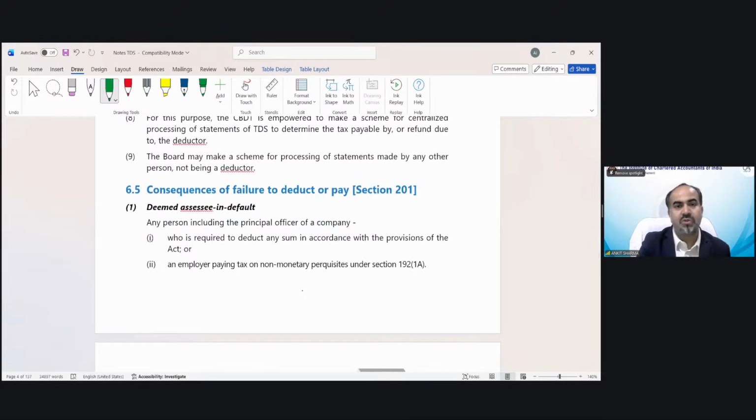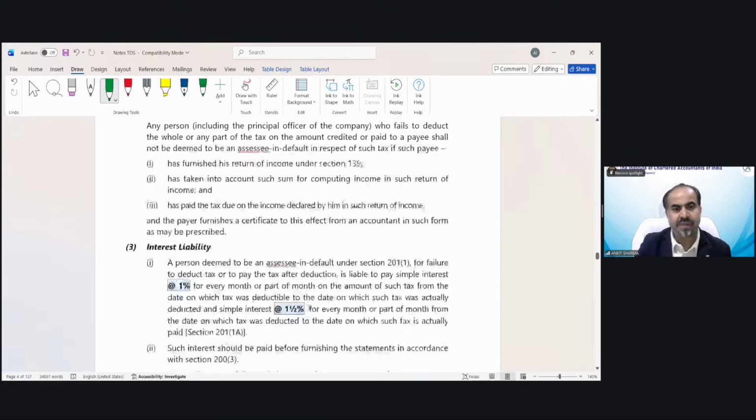Consequence of failure to deduct or pay TDS: if you do not deduct or pay the tax, the payer would be treated as an assessee in default. So this is also again for reading purpose.